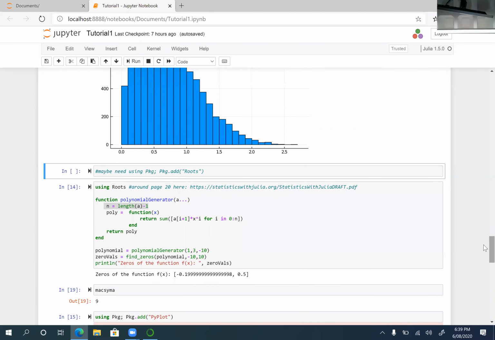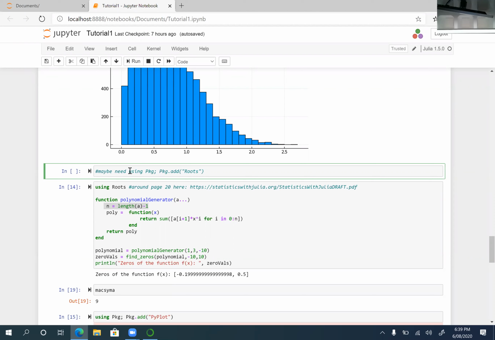Okay, here Yoni says maybe need using Pkg; Pkg.add Roots. I found that I needed that the first time I did this, so I had to uncomment that and type that in. In other words, delete the hash "maybe need" and just have using Pkg semicolon, and then this function below it should work. Now, this comes out of Yoni's book with Hayden called Statistics with Julia.